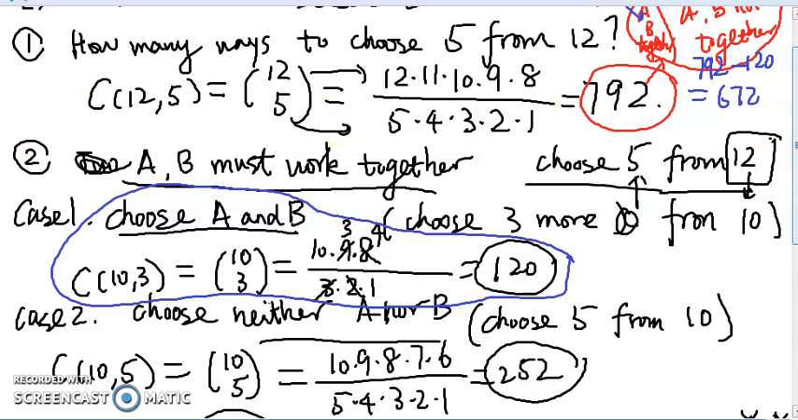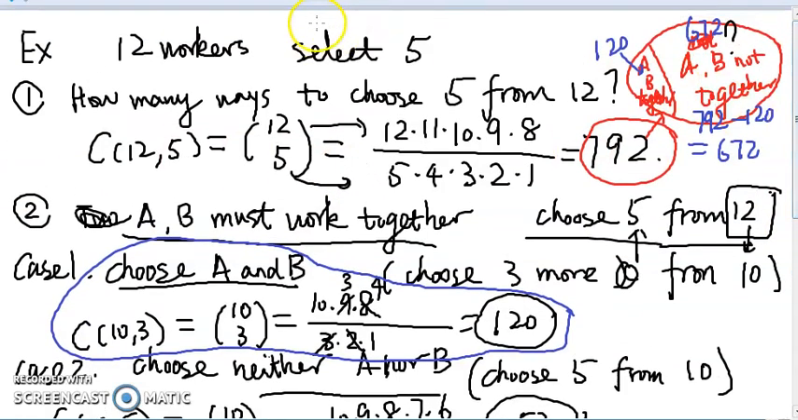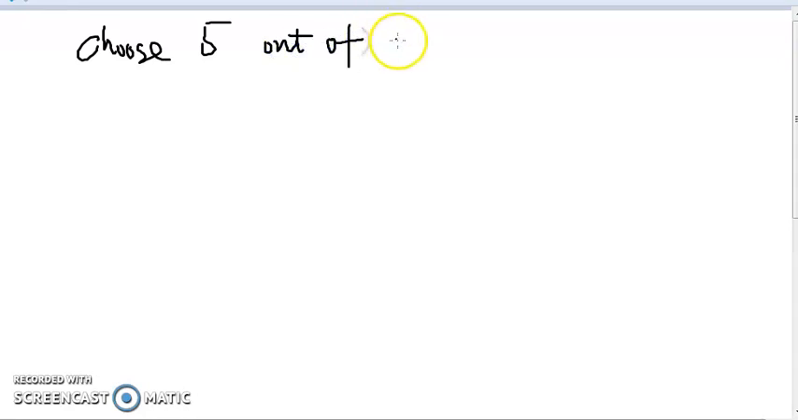Now we're going to continue to look at this example. We still have 12 workers, and we want to choose 5 workers to work. This time we're going to change the restriction. We still want to choose 5 out of 12.